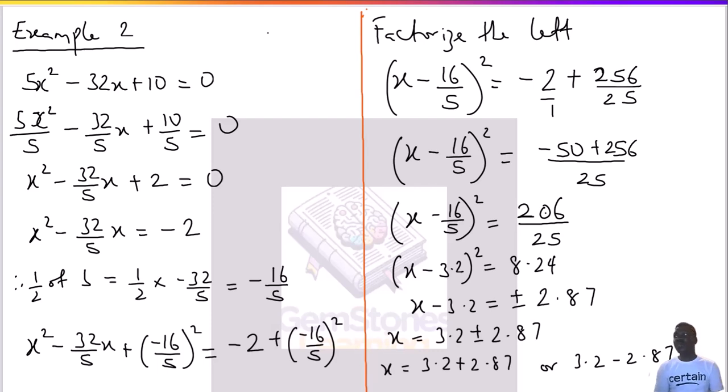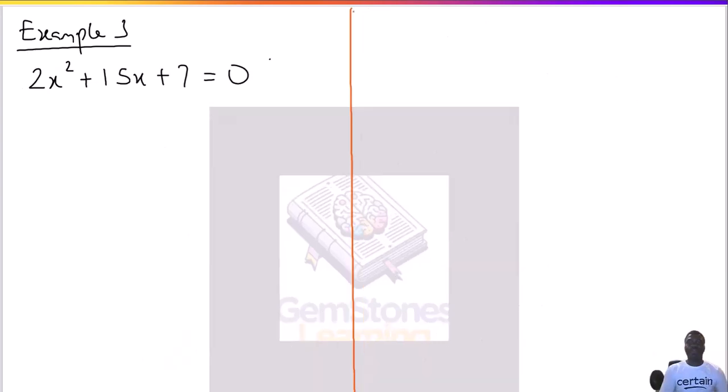Under the completing the square method, and that will be the end of this video, as in the next video we'll be talking about using alpha and beta. So the last example we'll be solving here is 2x squared plus 15x plus 7 is equal to 0. Again, divide all through by the coefficient of x squared, which is what? 2. That will make it 2x squared all over 2 plus 15 over 2 x plus 7 over 2 equals to what? 0.